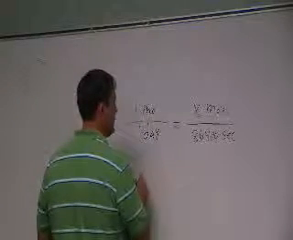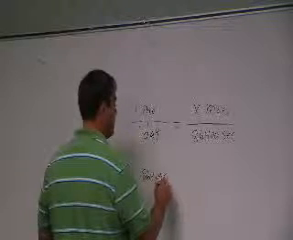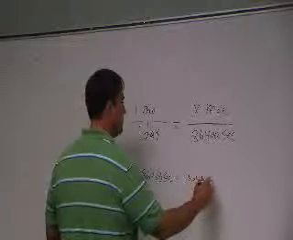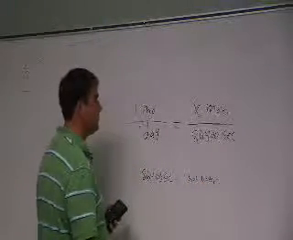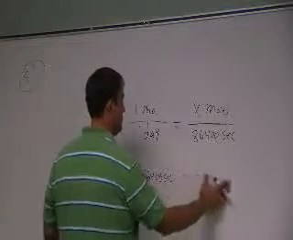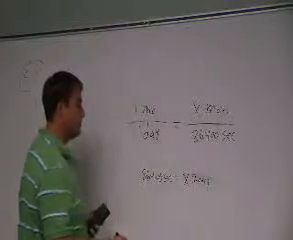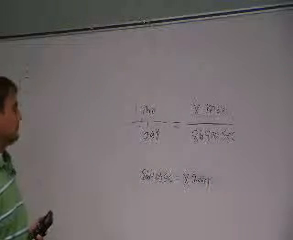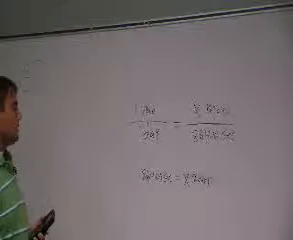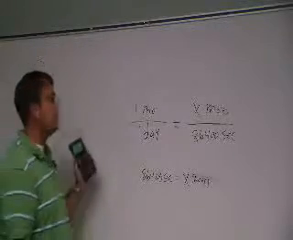So 86,400 seconds equals 1 mole of water evaporated. X moles of water. Now, how many moles would that be per second then?